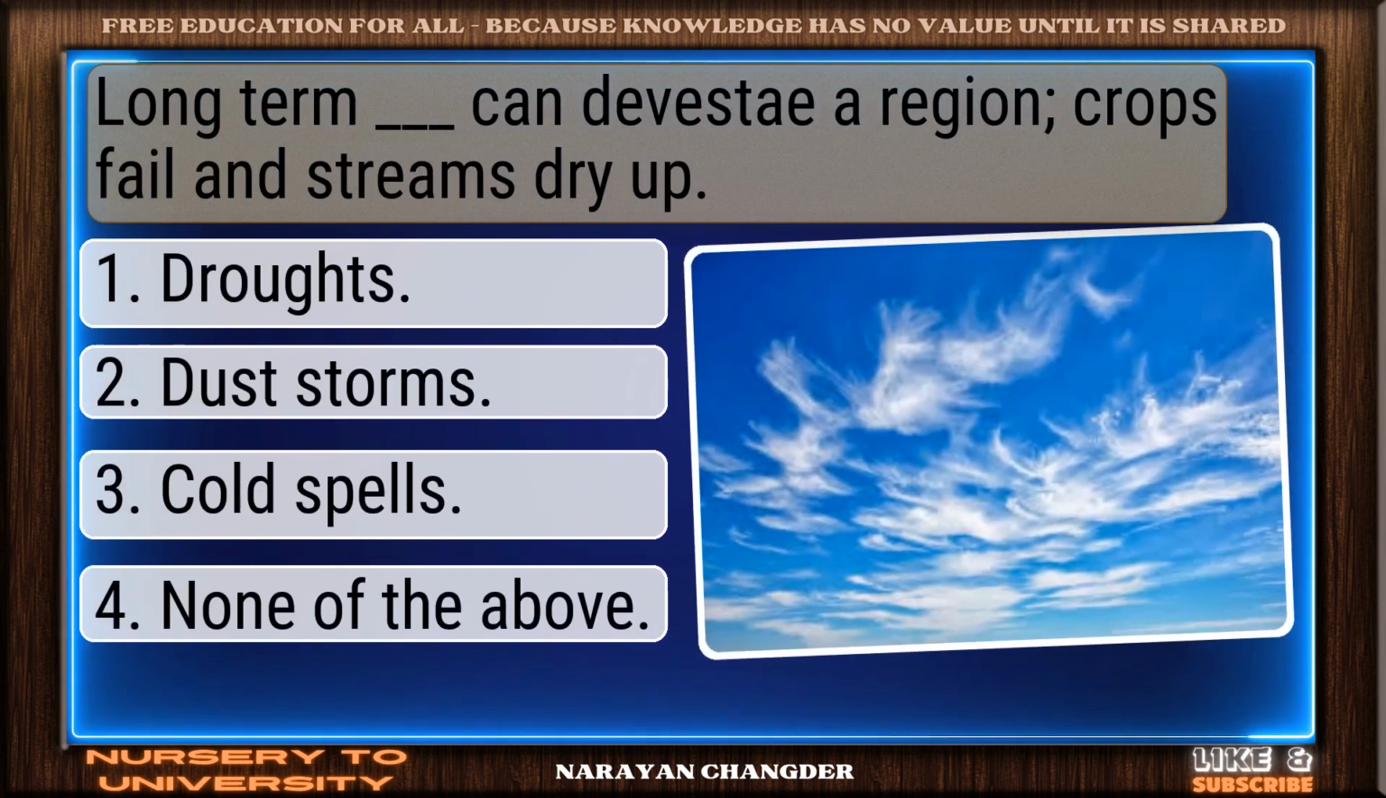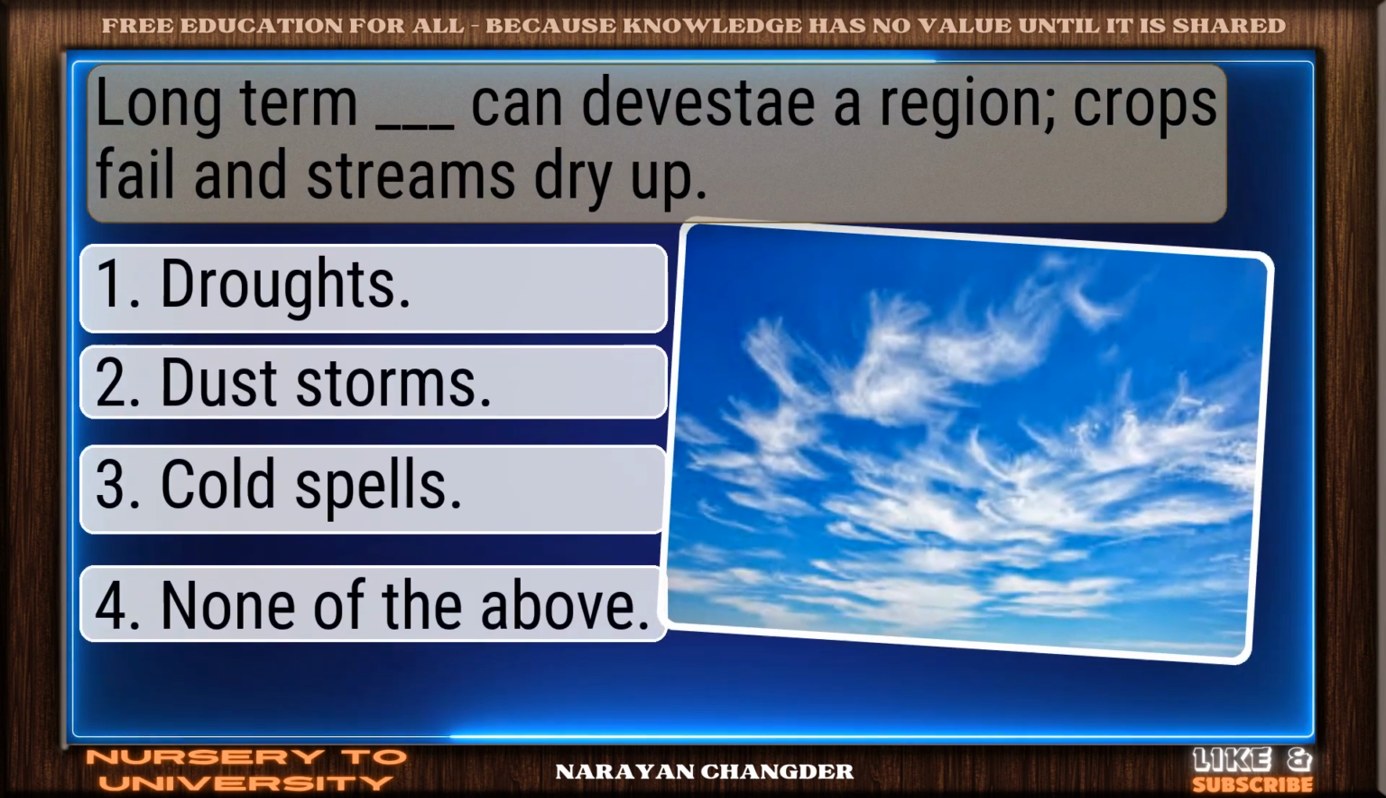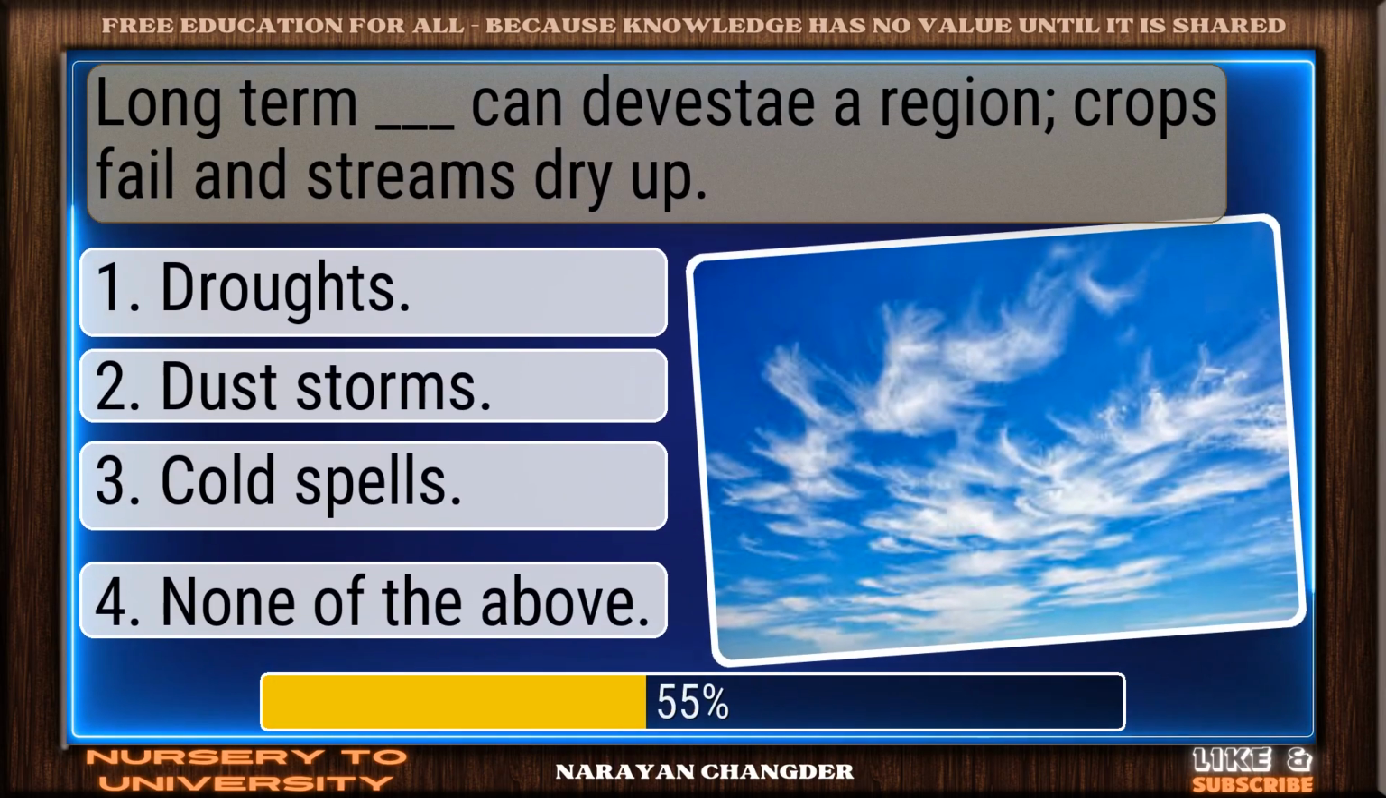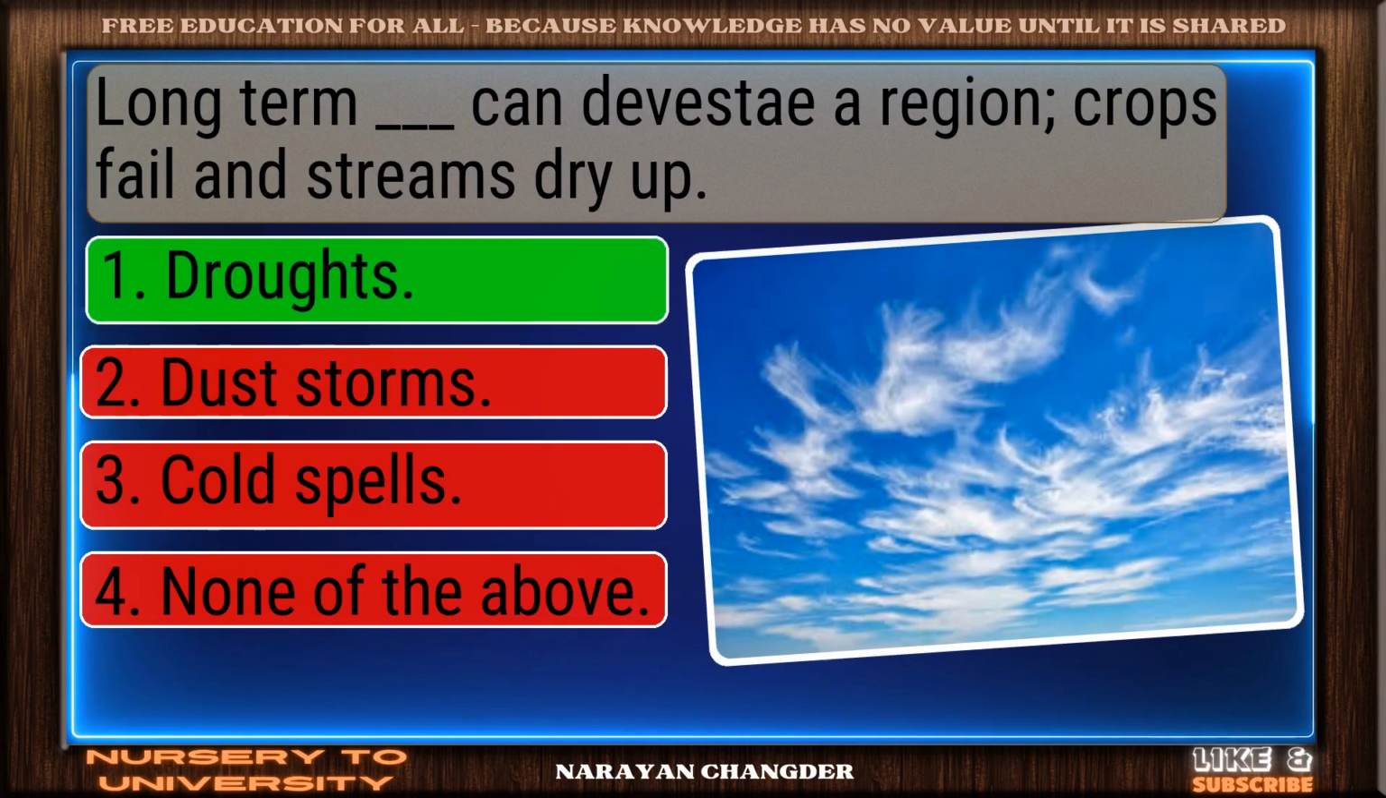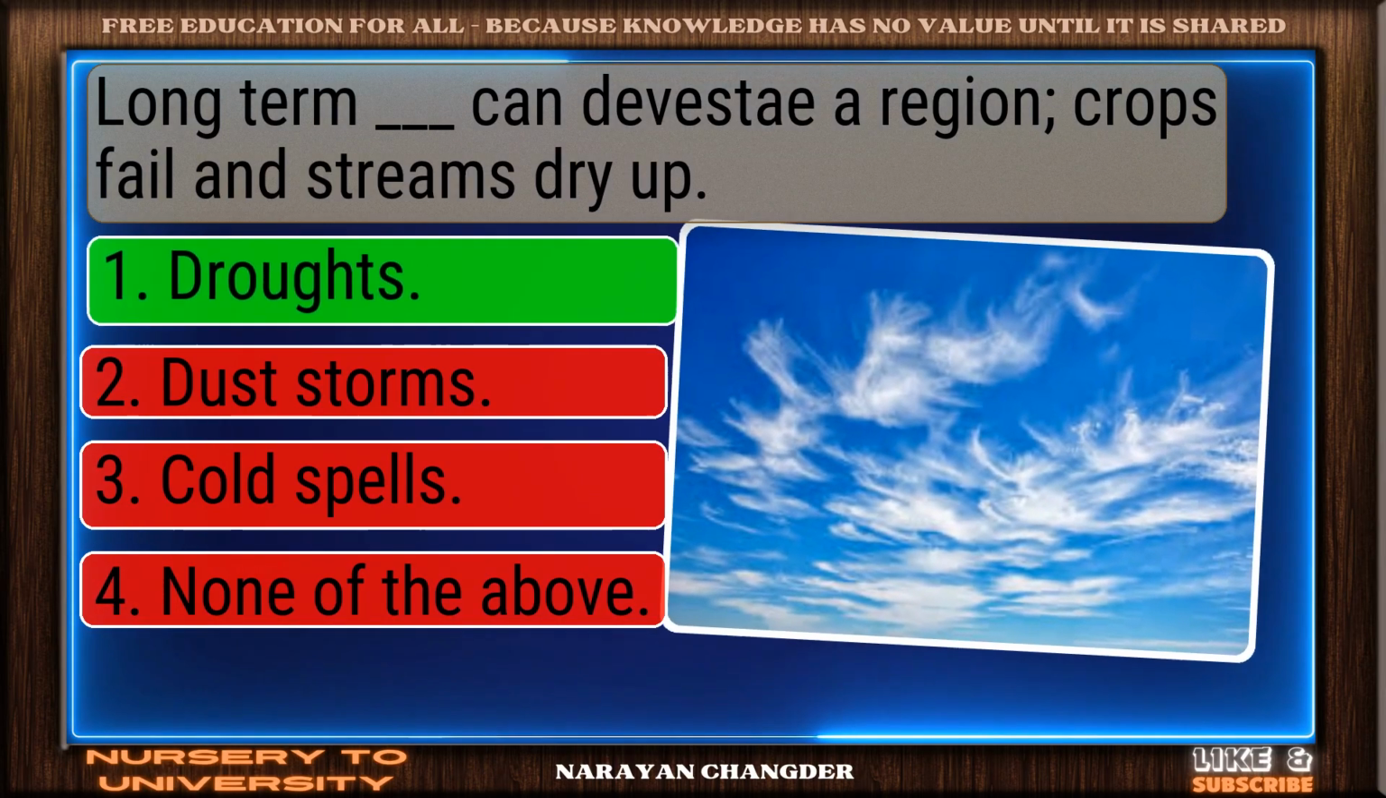Long-term dash can devastate a region, crops fail and streams dry up. Good job. Your answer drought works well here.